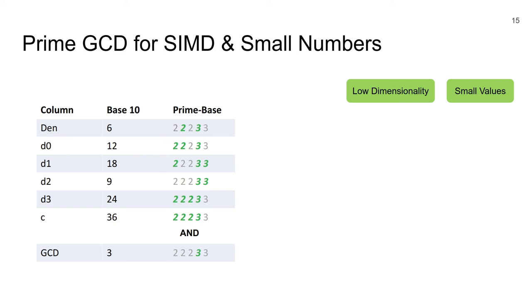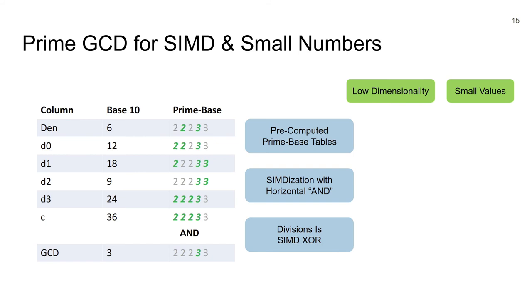To run it on a vector of coefficients, we translate the vector into prime base using a lookup into a pre-computed table, perform a fast horizontal vector AND, and divide using a simple XOR. As a result, we replace a costly sequence of divisions with a couple of fully parallel vector operations. We also exploit the third property we observed, sparsity. And I invite you to read about our new small sparsity format in our paper.